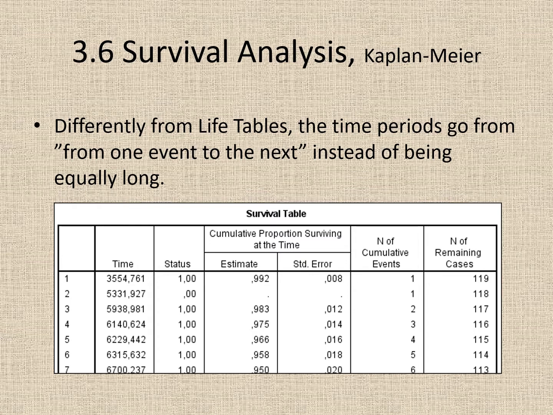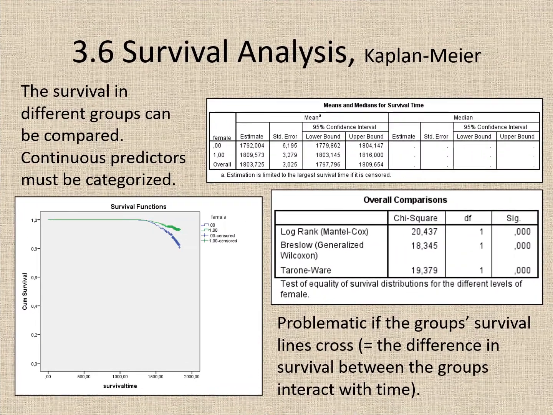So in this example, let's assume that the green line here is for men and the blue line is for... No, the green line is for women and the blue line is for men. So we have survival time here, the time period starts there, ends there, and proportion surviving. I guess they might look much more interesting than this.